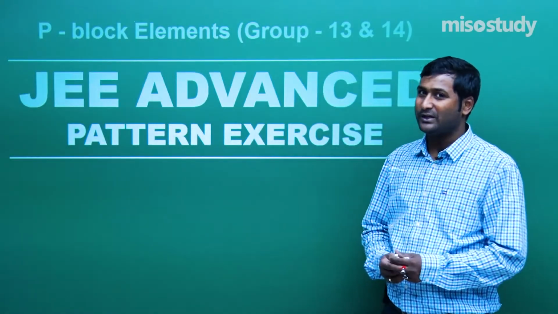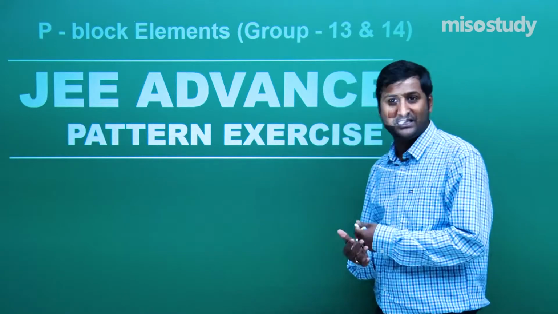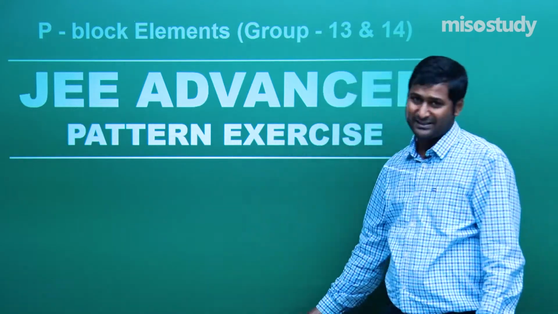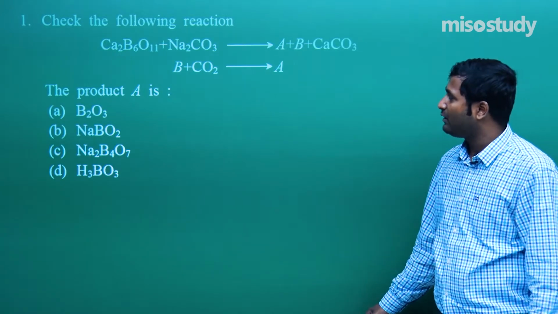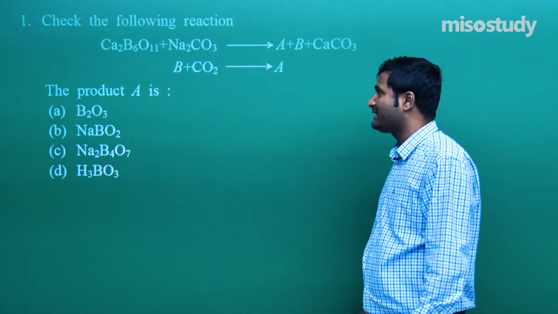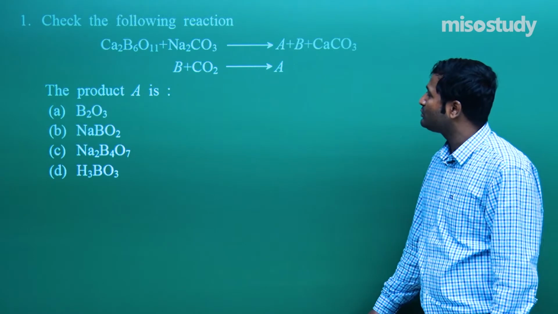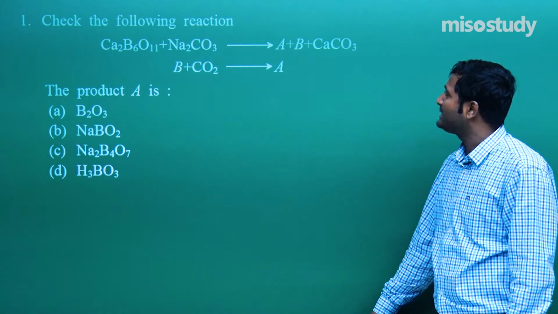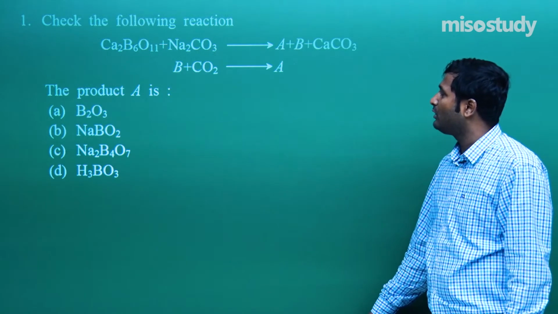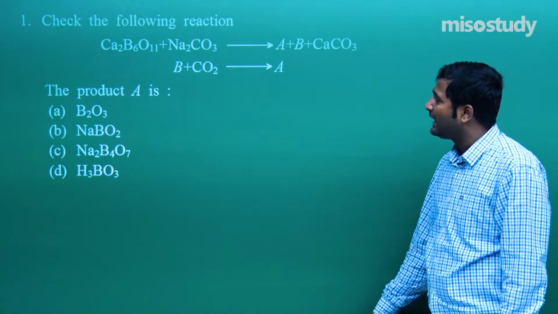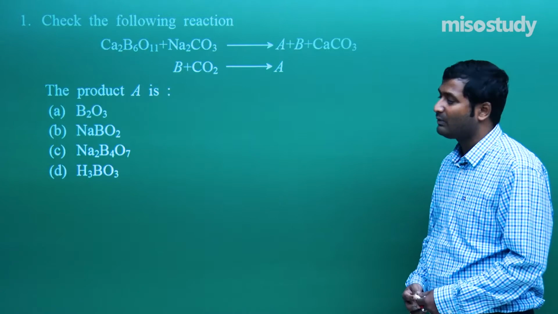Today we are going to discuss a few questions related to the JEE Advanced Examination. So let's start the question answer round. My first question is, check the following reaction: Ca2B6O11 plus Na2CO3 gives you A plus B plus CaCO3, and B plus CO2 gives you A. Then the product A is, tell me what is the answer.